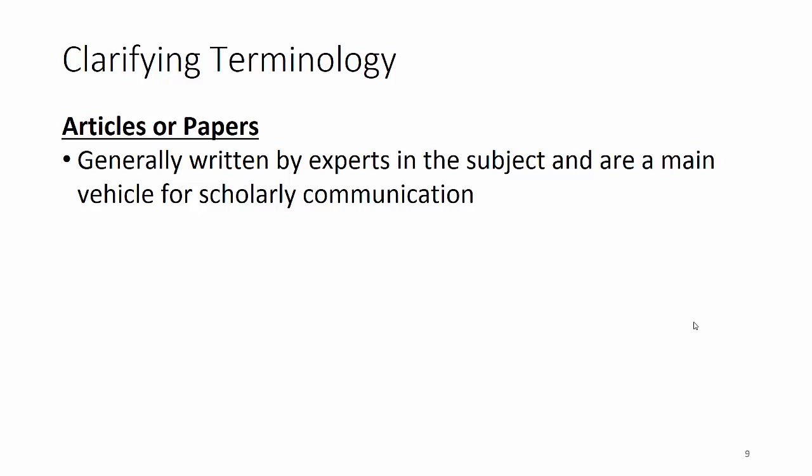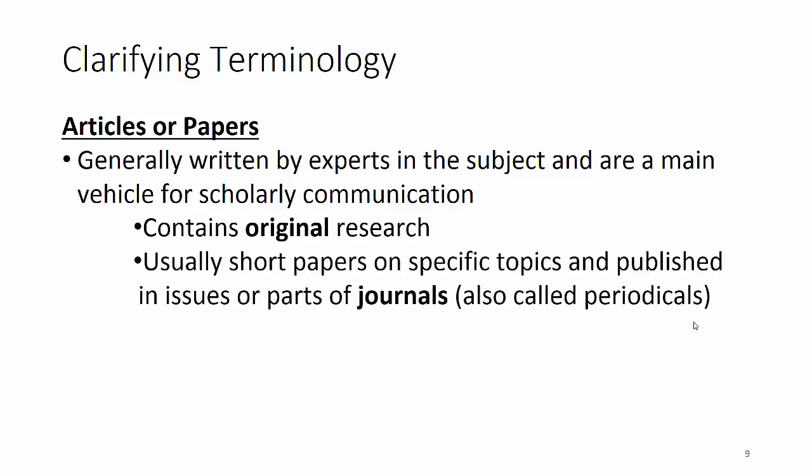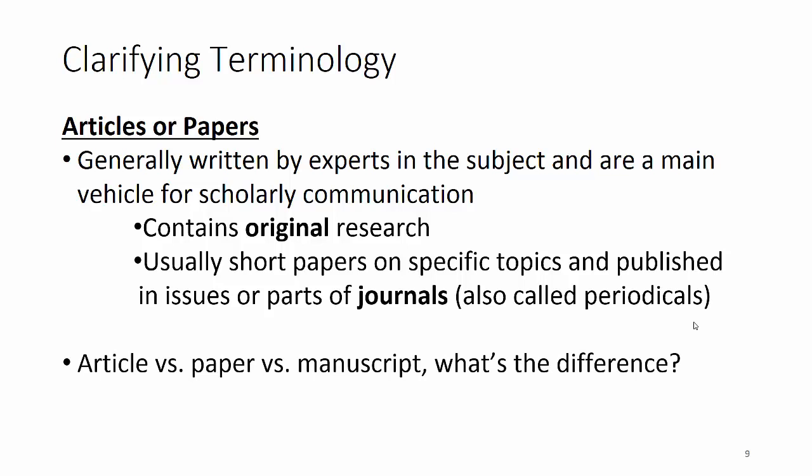Basically, articles and papers are pretty synonymous. They'll be thrown around pretty much the same way and meaning the same thing. Articles and papers are generally written by experts in a particular subject. It is the main vehicle for scholarly communications, particularly in the sciences. It'll contain original research, original thoughts. It might be a short paper on a specific topic. It is published in a journal, sometimes called a periodical.